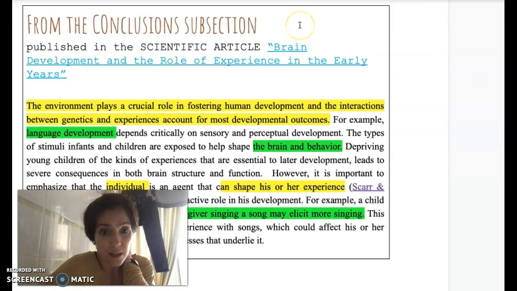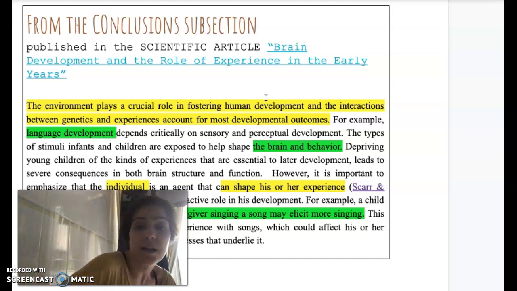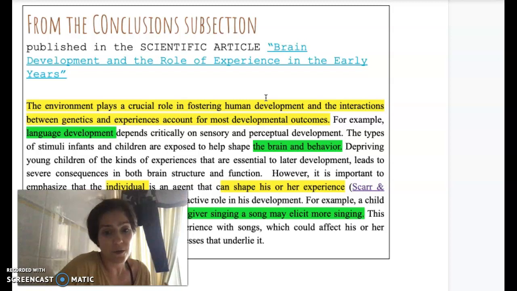Okay, about the second text. The environment plays a crucial role in fostering human development, and the interactions between genetics and experiences account for most developmental outcomes. This is shared with the previous text, so I wouldn't include a summary of the previous one and then the second one. I would just put them together. You need to economize the use of language when you're not saying any new information, when you're not writing your original ideas.